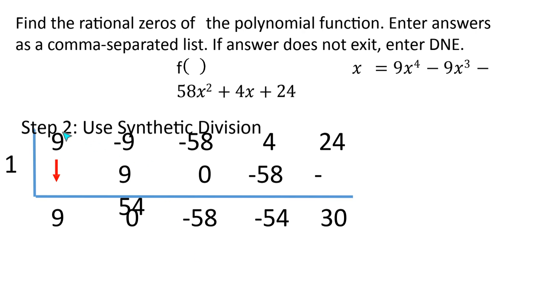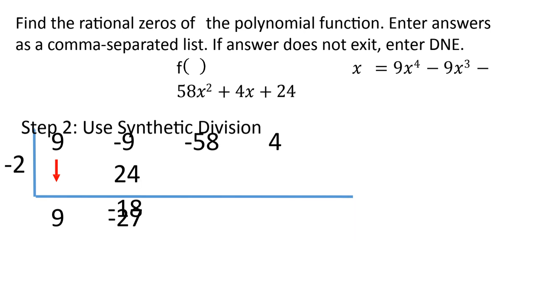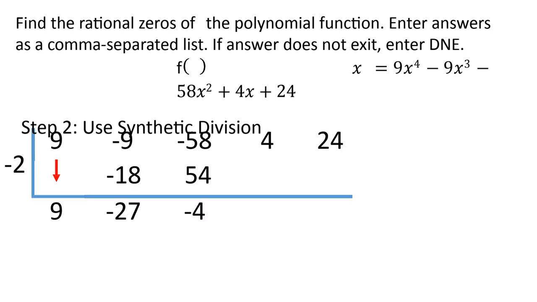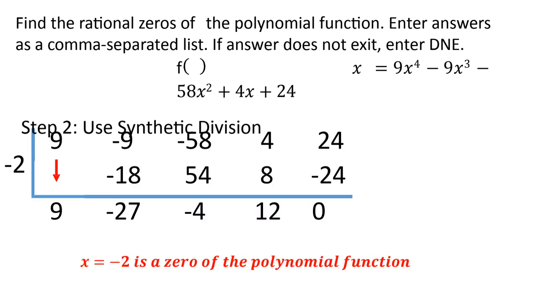Okay, so we do the synthetic division, and if we see here, we have a remainder of 30, which means that this is not a zero. We need to have a zero there in order for the number to be a zero. So we're going to check for another possible rational zero. Here we're going to test number 2. So when we do our synthetic division, we can see that we have a remainder of 0. So that means that 2 is a zero of this polynomial.